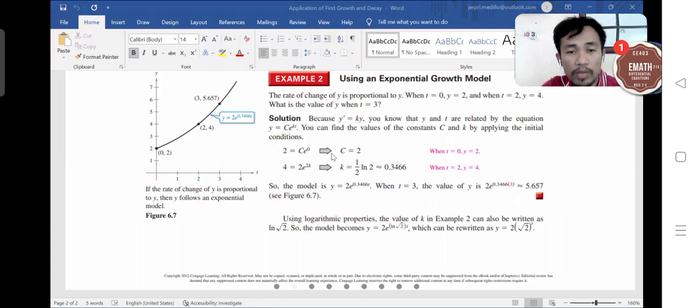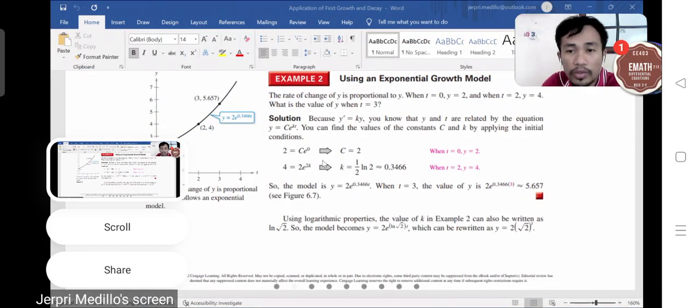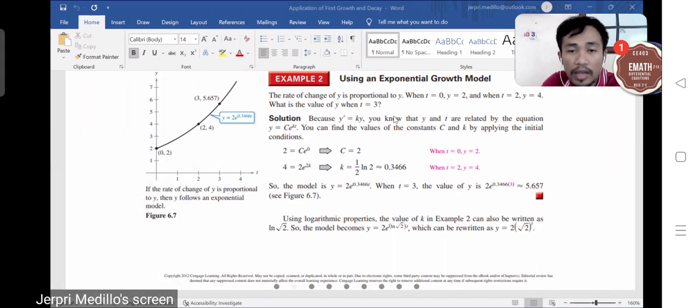So based on the formula, we now have the value of k. Now we go directly to the problem: what is the value when the time is 3? We just substitute each value based on the formula. So the result is 5.657, which is the value of our y when the time is 3.